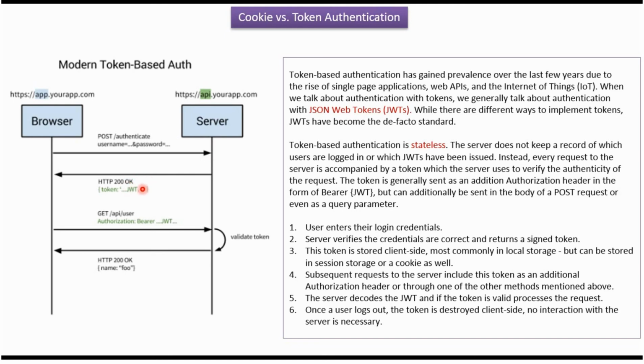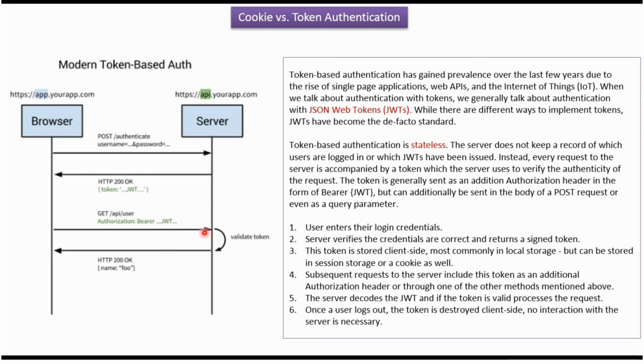The client receives the response, gets the JWT token, and stores it on the client side. Most commonly, the JWT token will be stored in local storage, but it can be stored in session storage or a cookie as well. Then for any subsequent request, the client sends the JWT token to the server. Usually, the JWT token will be set in the authorization header.